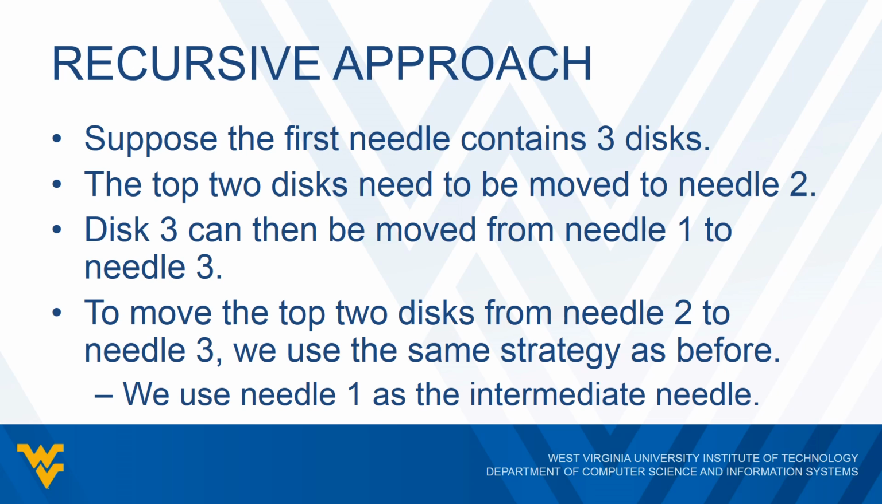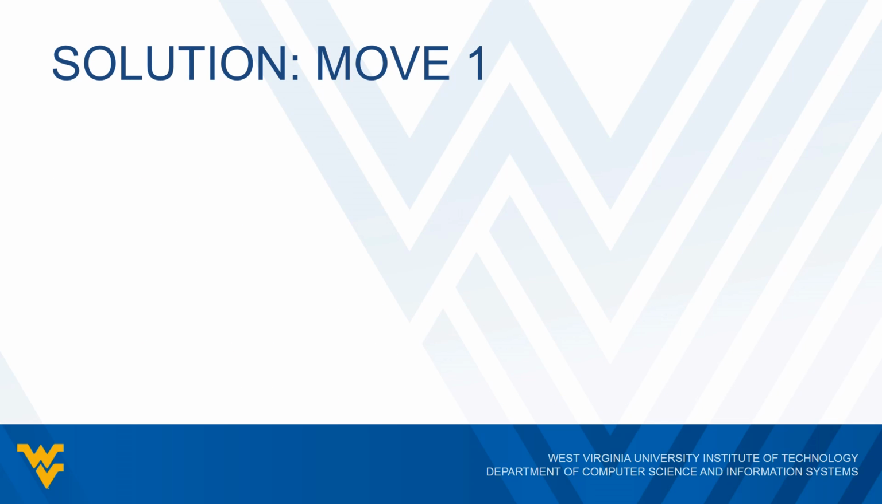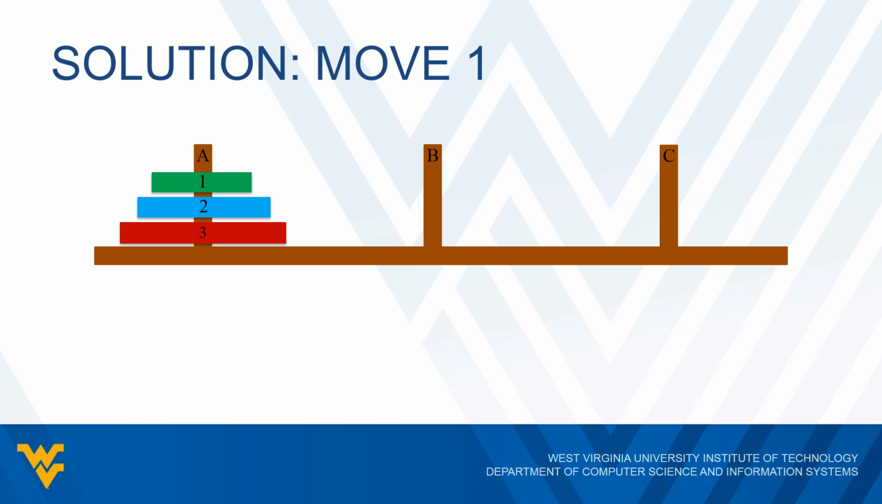But there always has to be some intermediate needle in order to transfer all these disks. In fact, let's just walk through the example of moving 3 disks from needle 1 to needle 3, or in this case, we're going to say A to the C. So here's our original problem where all 3 disks are on needle A. So the first task is to get disks 1 and 2 to be in needle B in this case. So the way we're going to do that is we're going to use C as our intermediate needle.